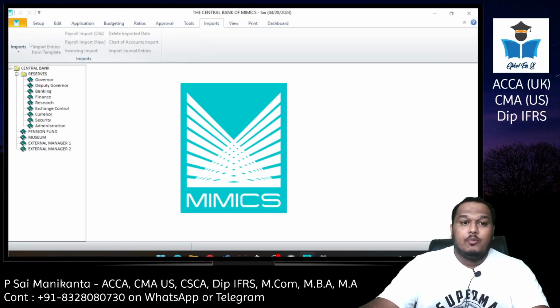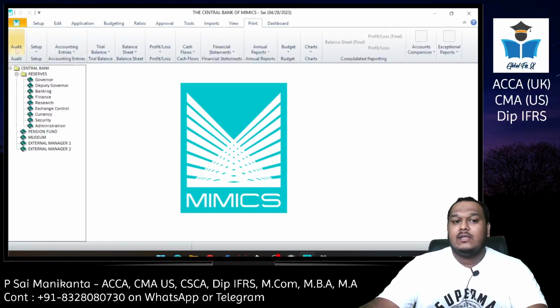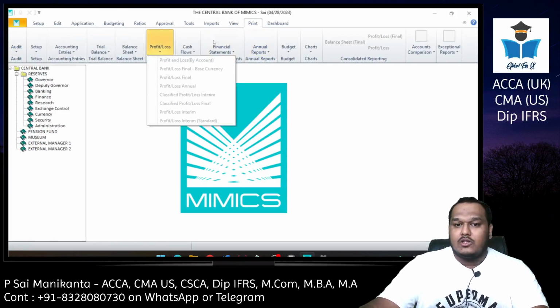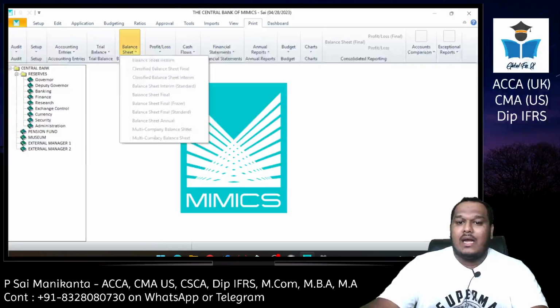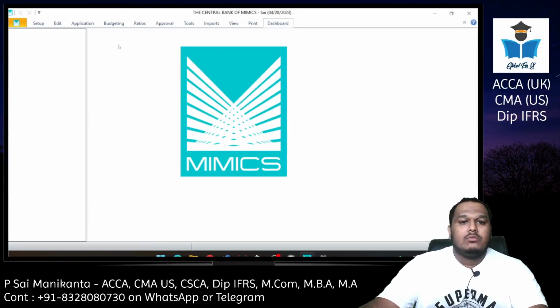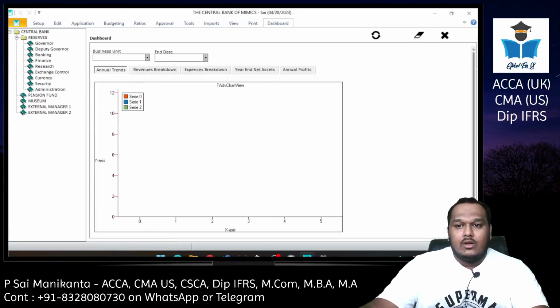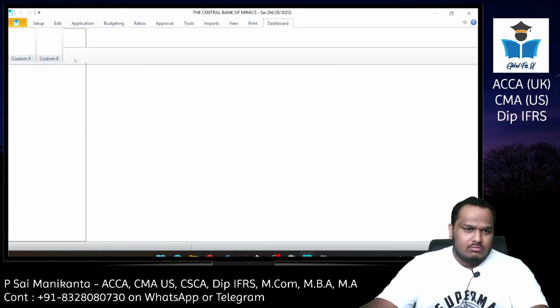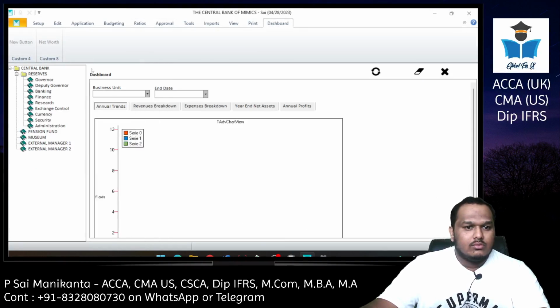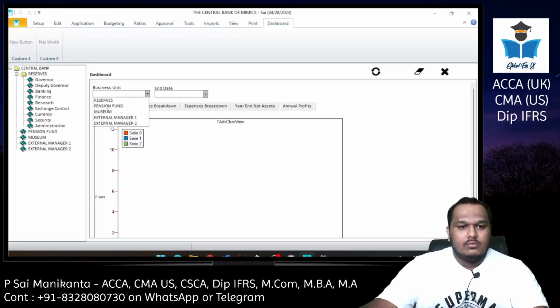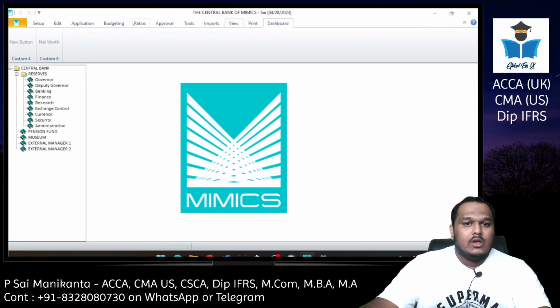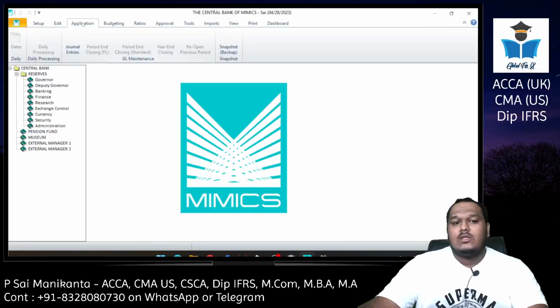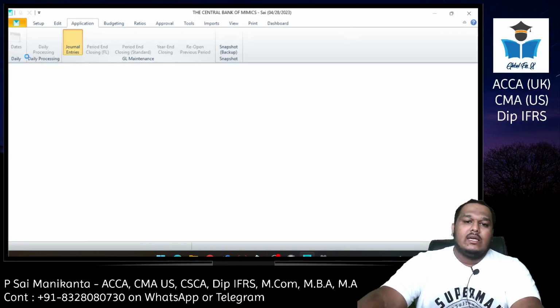I cannot import anything. I cannot print anything, because see, profit and loss is all grayed out, financial statements grayed out, balance sheet all grayed out. Okay, looks like I can access the dashboard. Nothing. It's just that the screen access is there, but the data is not there. So it doesn't matter much, but anyways, you get the idea. So an accountant can only pass the journal entries, no other options.